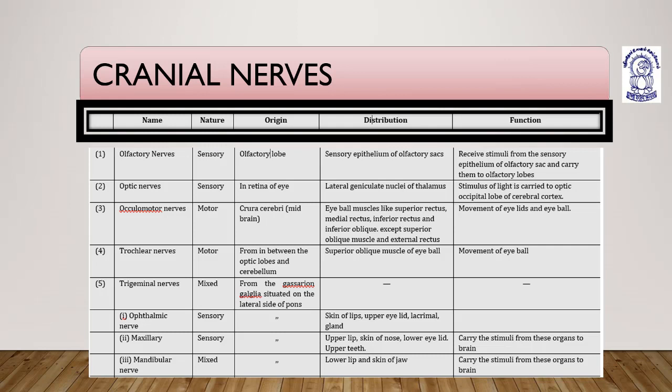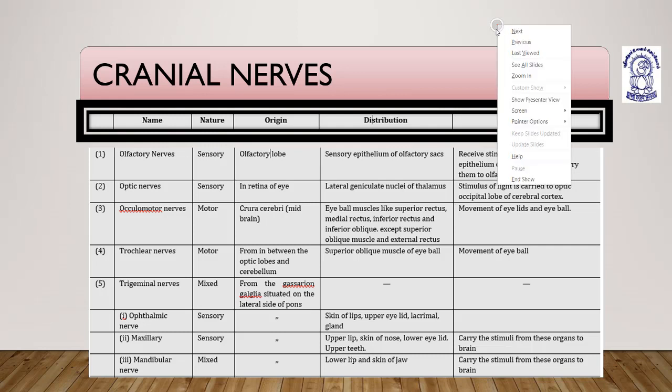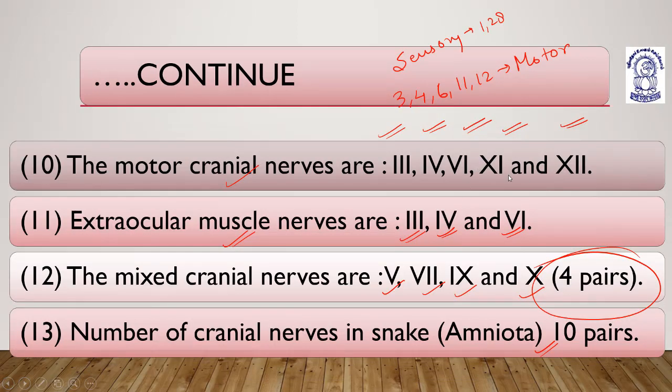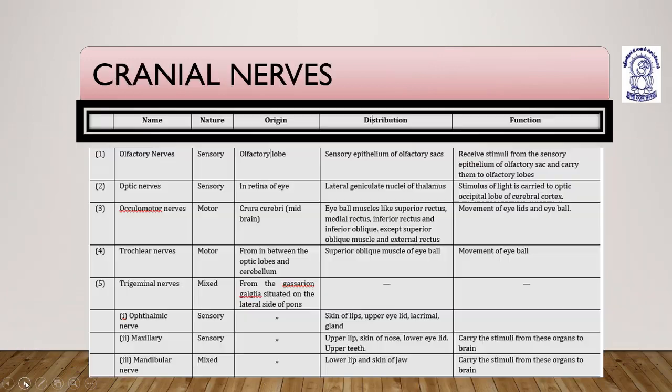So the sensory cranial nerves are 1 to 8, and the motor cranial nerves are third, fourth, sixth, 11th, and 12th. Olfactory nerve: its nature is sensory. The origin is the olfactory lobe. The distribution is the sensory epithelium of olfactory sacs. It receives stimuli from the sensory epithelium of the olfactory sac and carries them to the olfactory lobes.